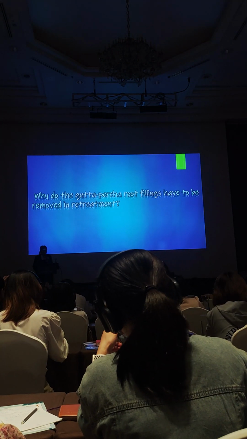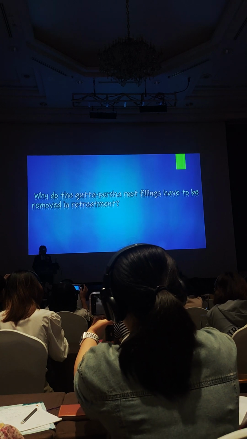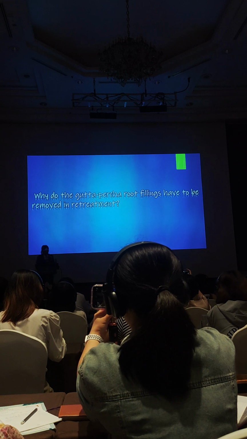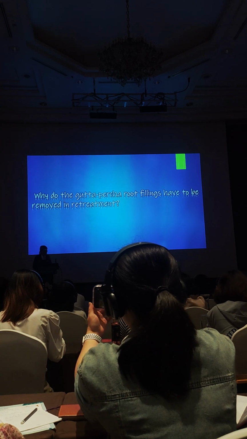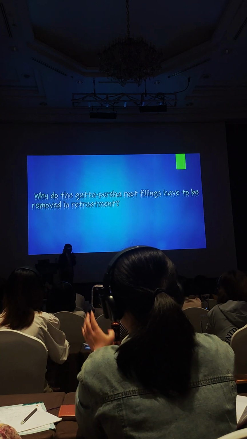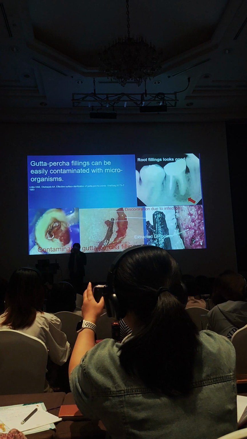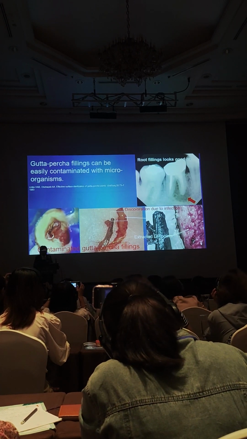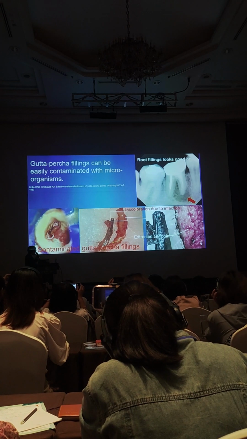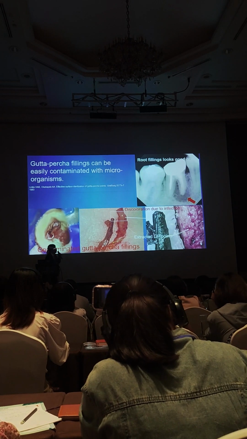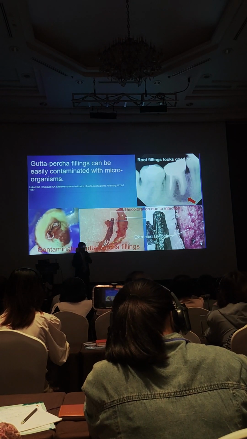So why do you have to remove the gutta-percha in the treatment? I have already told you the reason: because of the biofilm formation on gutta-percha fillings, as well as the sealers. So gutta-percha can be easily contaminated, like this. This is a retreatment case. Here, you see the preoperative lesions. This means you have biofilms.